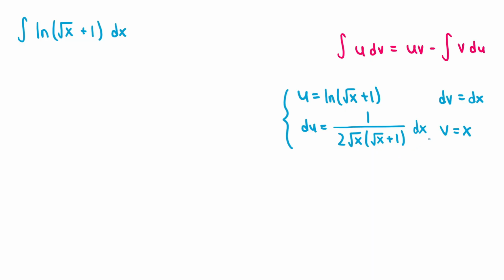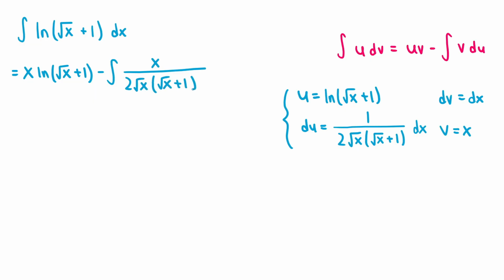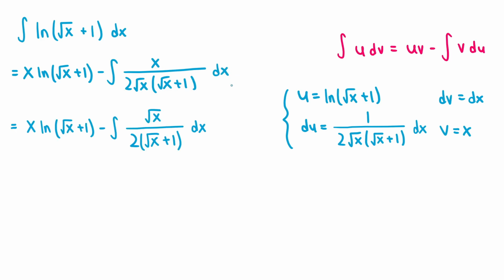Anyways, if we apply the integration by parts formula, the integral is equal to uv, which is x times ln of the square root of x plus 1, minus the integral of v du, which would be minus the integral of x over 2 square root of x times parentheses square root of x plus 1 dx. We can simplify the integrand by dividing both the numerator and denominator by the square root of x. So the integrand just becomes the square root of x over 2 times square root of x plus 1.